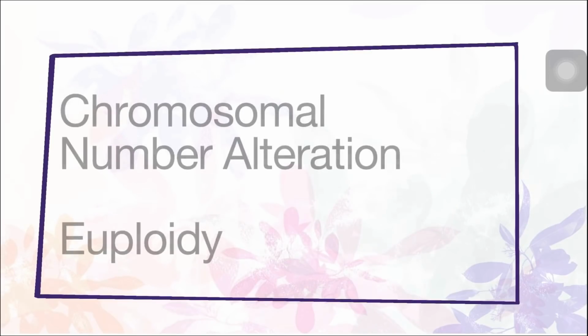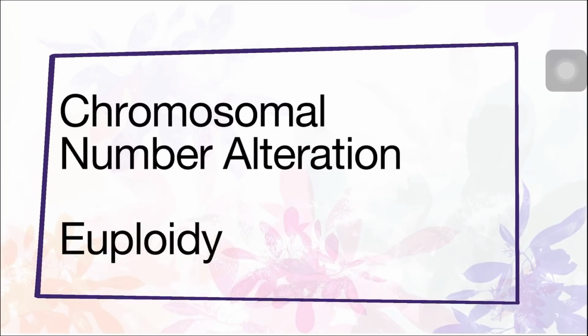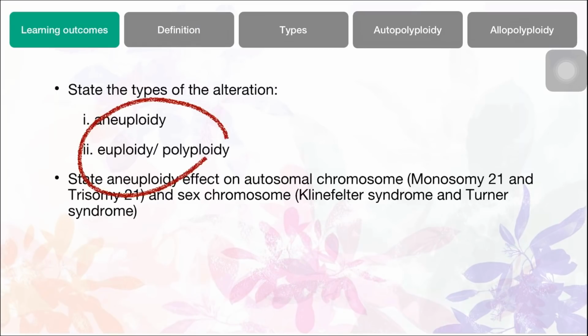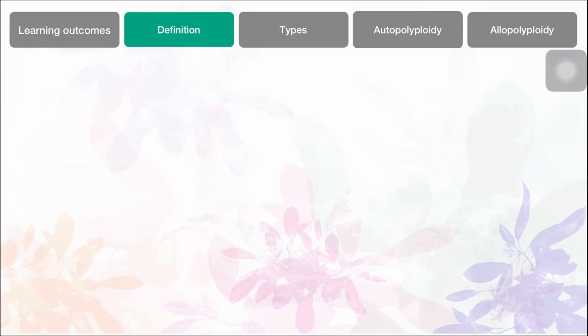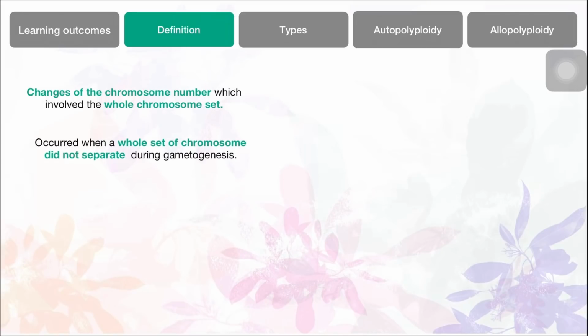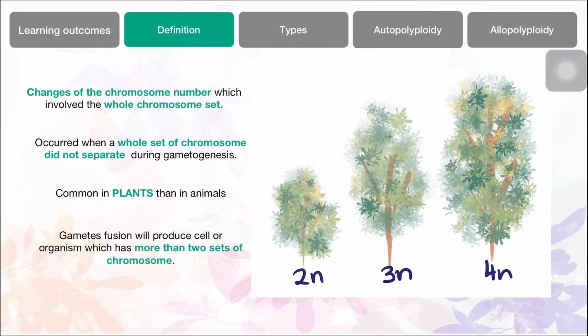Alright, next we are going to learn about chromosomal number alteration, euploidy. Have a look at the learning outcomes. We are going to state the type of alteration, euploidy, also known as polyploidy. First, definition: changes of the chromosomal number which involve the whole chromosome set. It occurs when the whole set of chromosomes did not separate during gametogenesis. It is more common in plants than in animals, and the gamete fusion will produce a cell or organism which has more than two sets of chromosomes.